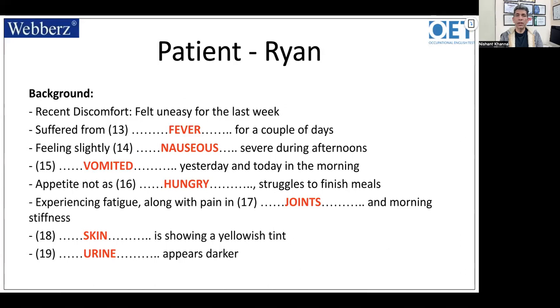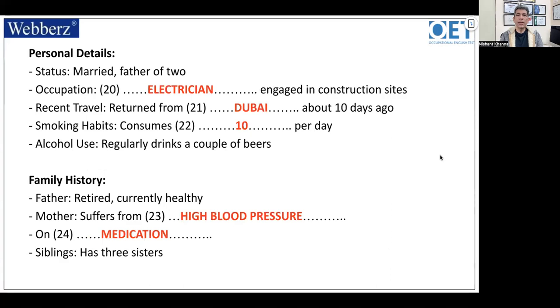13th is fever, 14th is nauseous, 15th is vomited, 16th is hungry, 17th is joint, 18th is skin, 19th is urine. 20th is electrician, 21 is Dubai, 22 is 10, 23 is high blood pressure. You could also write hypertension. 24th is medication.